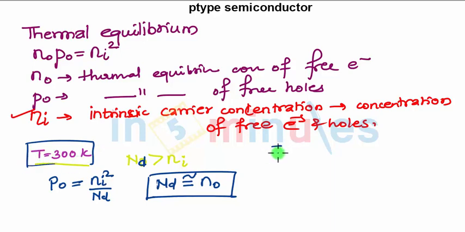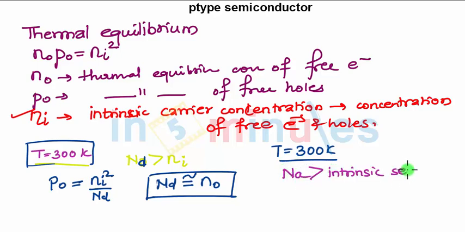That means at temperature T equal to 300 Kelvin, again we can have the acceptor concentration. Now, Na is very much greater than the intrinsic semiconductor concentration. Now, what you can see from this, your p0 is approximately equal to Na.